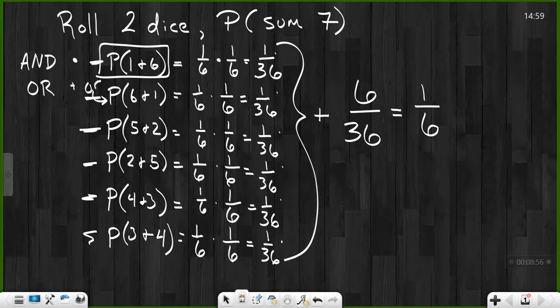Whenever they ask you to do 2 events and then do something with the results, in this case we're rolling 2 dice and then adding the results together, it's often easier to just draw a diagram instead of going through all this work. So let me show you how I draw that diagram.